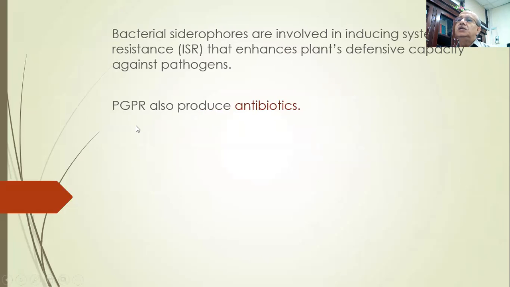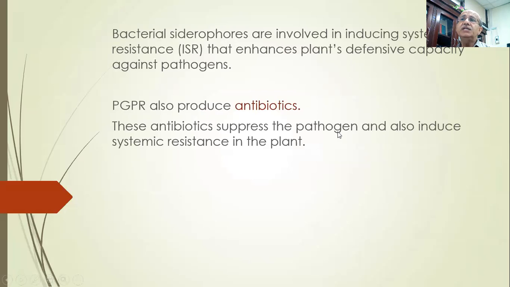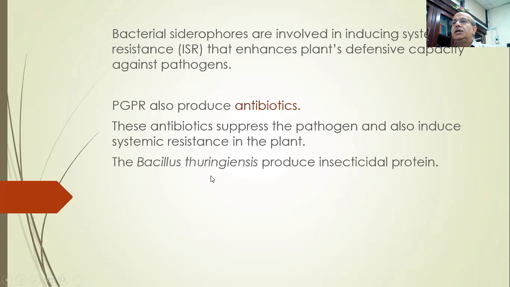So the PGPR can also produce antibiotics. We are discussing the mechanisms of how the PGPR can play a role in biological control against biotic or abiotic stresses. PGPR also produce antibiotics. These antibiotics suppress the pathogen and also induce systemic resistance in the plant. Bacillus thuringiensis produces insecticidal protein. You know the BT cotton.